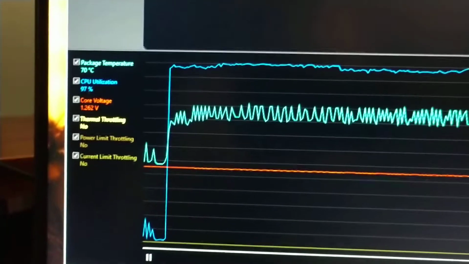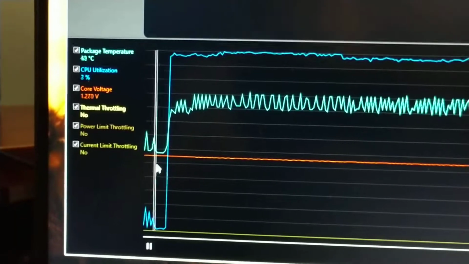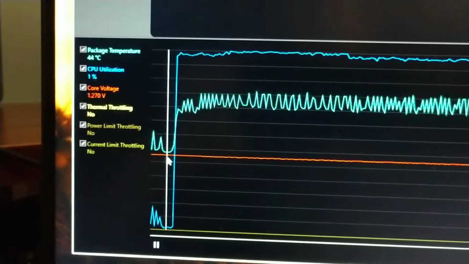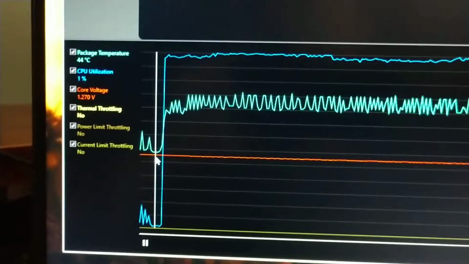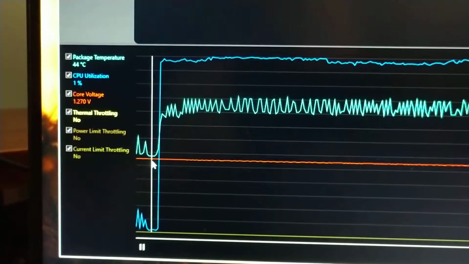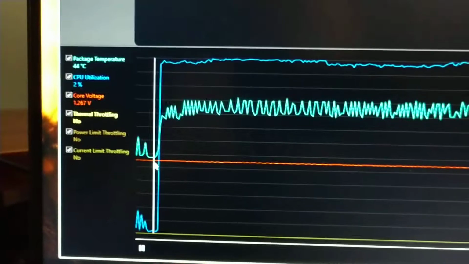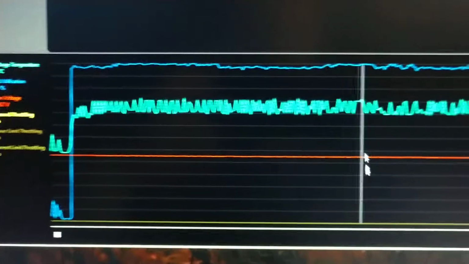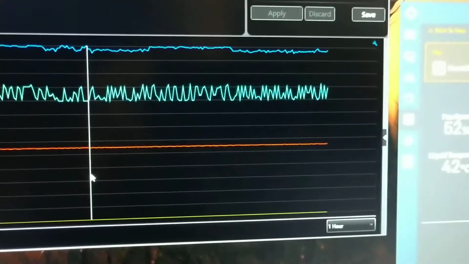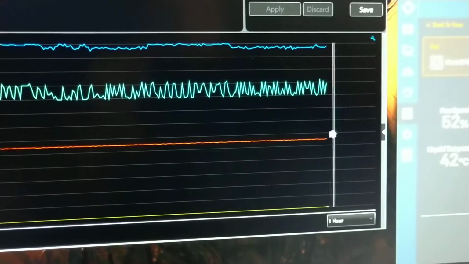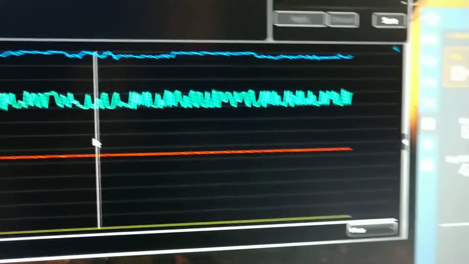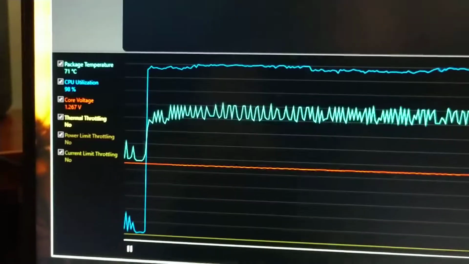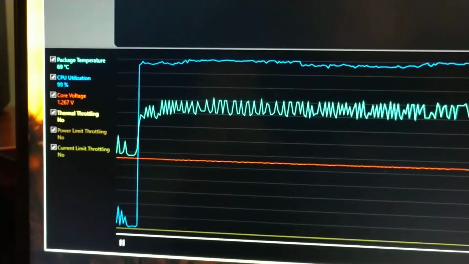Started the test at roughly 40-something C ambient temp. Coming down from a previous test, usually it's about 39 C idle, but 40, 44 is fine. Peaks throughout have been like upper 70s. Hasn't really changed all the way through. System's been pretty quiet. I've been pretty happy with it.